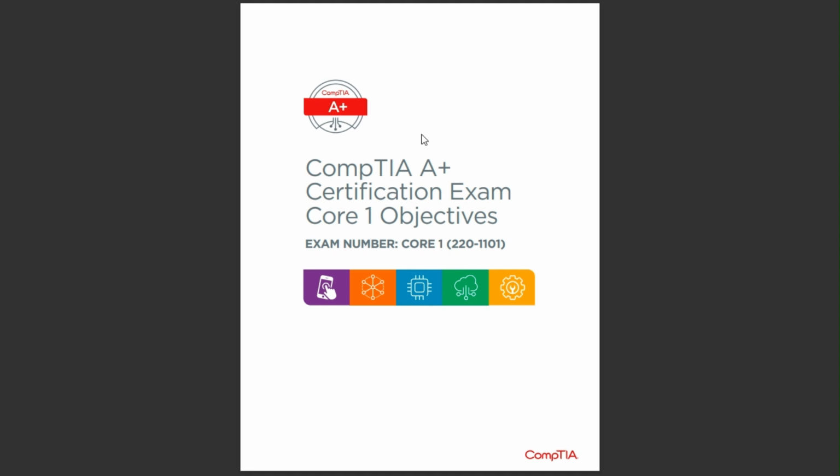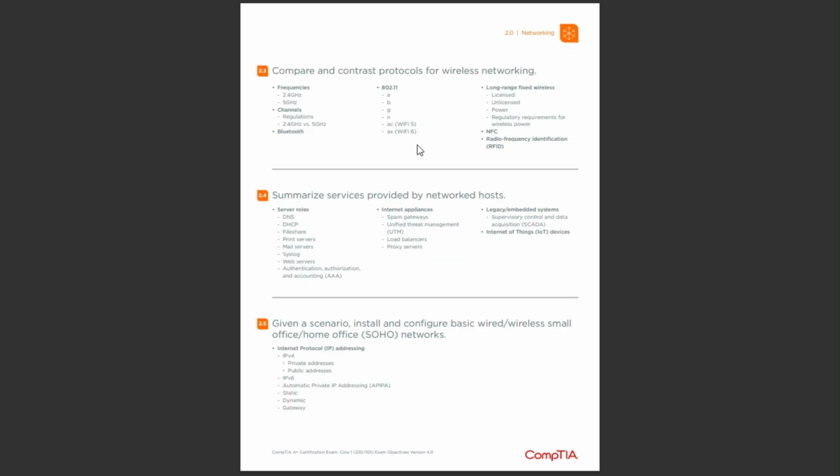CompTIA A+ Certification Exam Core 1 Objectives 220-1101. Okay, we are on the topic of networking, more specifically 2.5: given a scenario, install and configure basic wired and wireless small office/home office SOHO networks. Guys, I'm going to be really honest with you. Look at the wording here. They are literally asking you to install and configure. We're not going to do that today, guys.